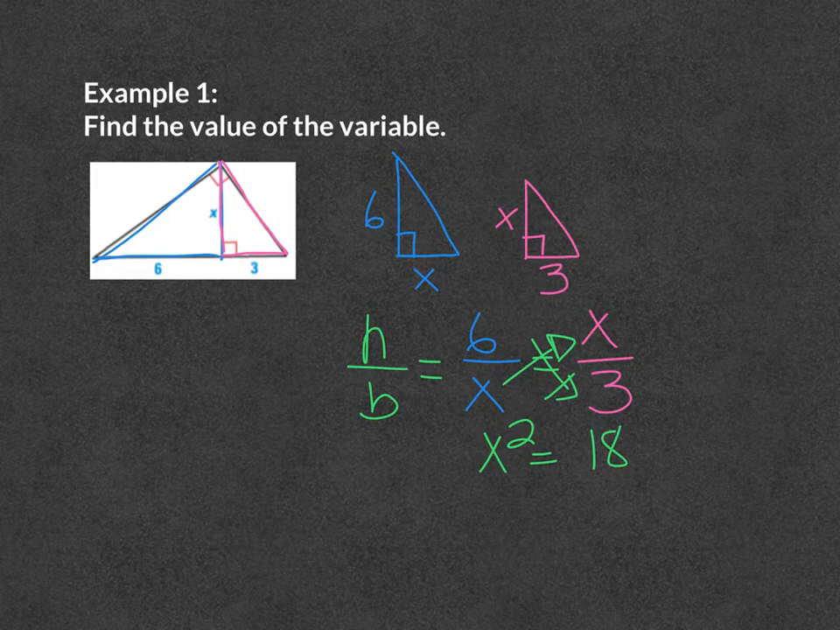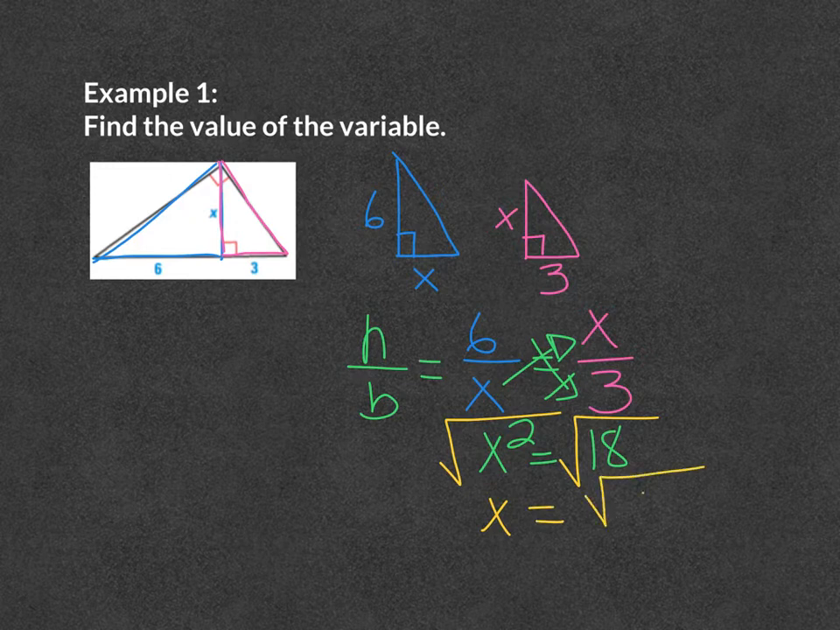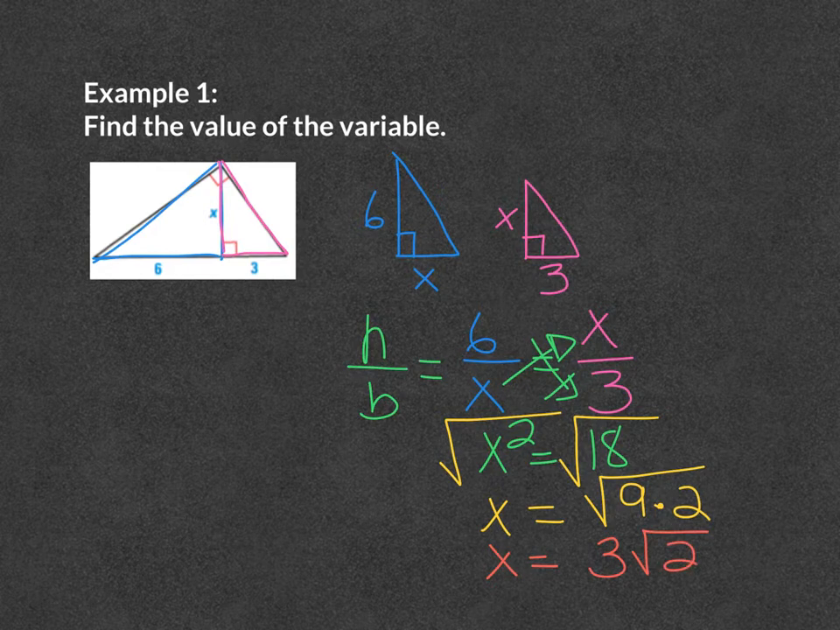In order to solve for x, I'm going to take the square root of both sides. The square root of x squared is just x. And the square root of 18, I'm going to break it up to 9 times 2. I'm going to bring down my x. The square root of 9 is 3, so that will come out. And then 2, I can't break that up, so it's going to stay inside. So that means that the value of x equals 3 root 2.